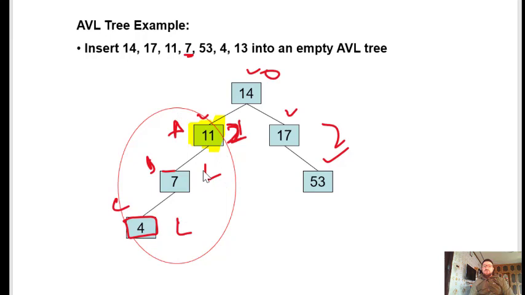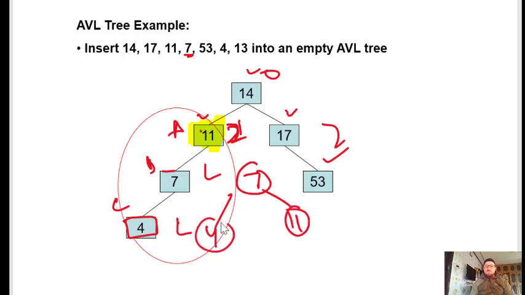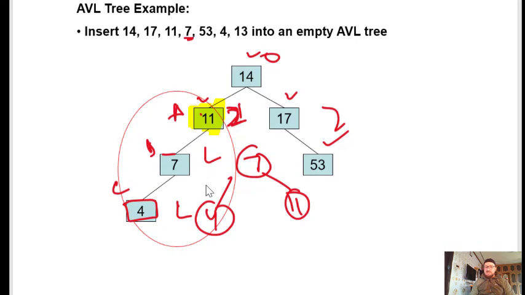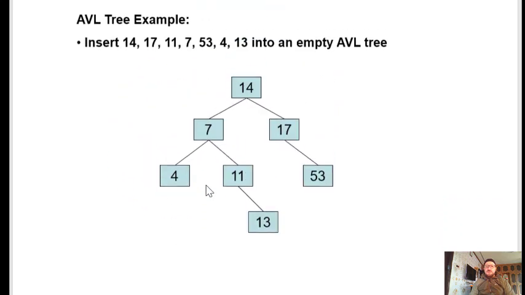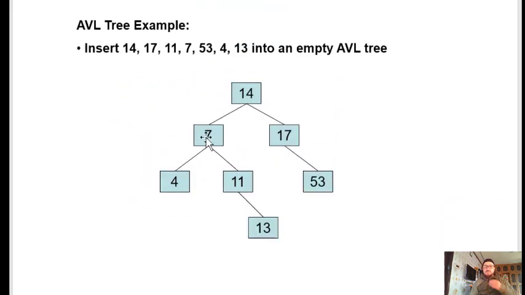So what do we do in an LL rotation? In LL rotation we make A the child of B. So that means 7 will come up here, 11 will go here, and 4 will go here, like this. So that's what we have done in our next slide. So 7 has gone up, with 4 and 11.